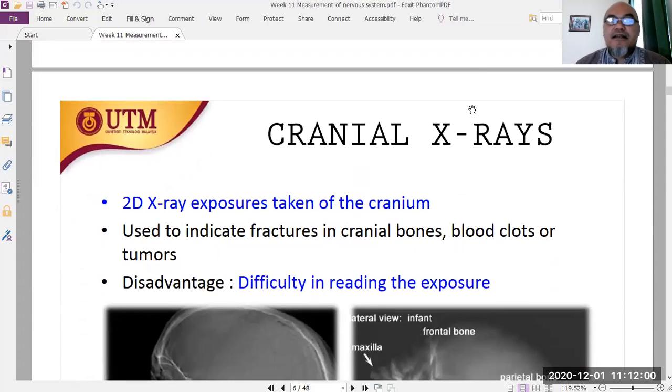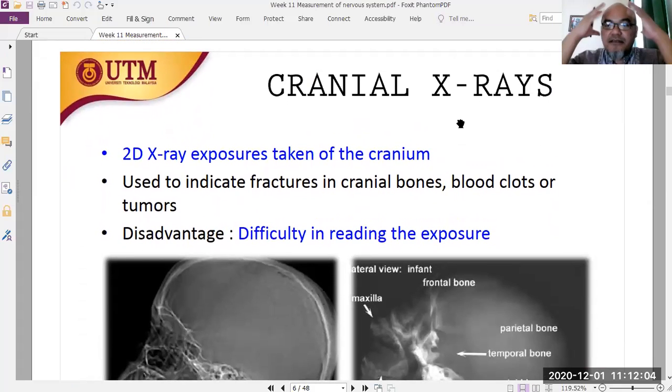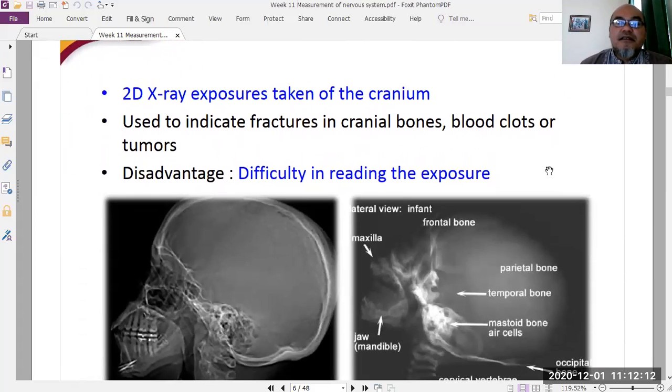Then there is another technique called the cranial X-ray. Basically, this is the X-ray of the bone that covers our head. It is a 2D X-ray exposure taken of the cranium. This is used to indicate fractures in cranial bones, blood clots, or tumors inside the cranial bones.